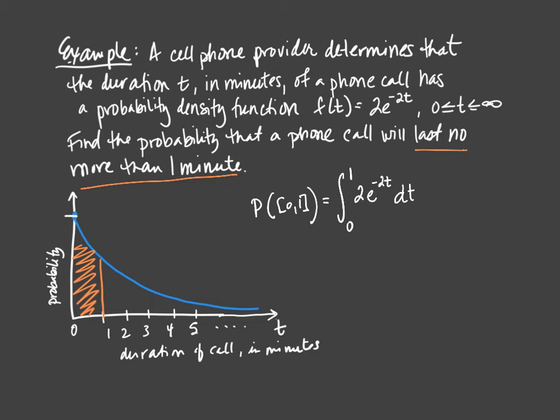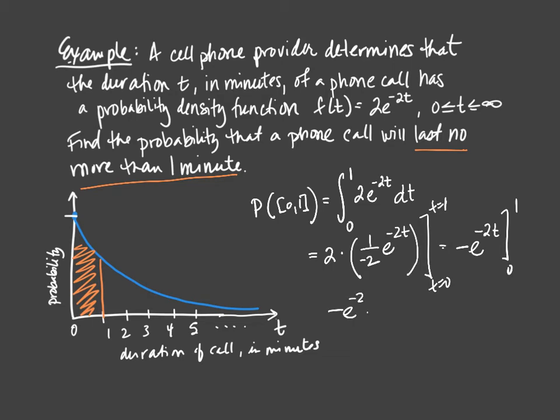And so we use our skills in techniques of integration. Using the constant multiple rule, the 2 stays. The antiderivative of e to the negative 2t is 1 over negative 2 e to the negative 2t. And we have to evaluate from t equals 0 to t equals 1. Let's see, 2 times negative a half is negative 1, or negative e to the negative 2t from 0 to 1. So we would need to calculate negative e to the negative 2 minus negative e to the 0. So this is going to be negative e to the negative 2 plus e to the 0, which is 1.